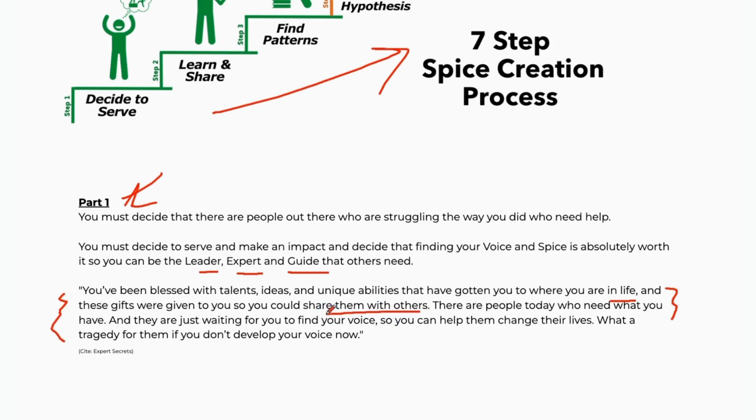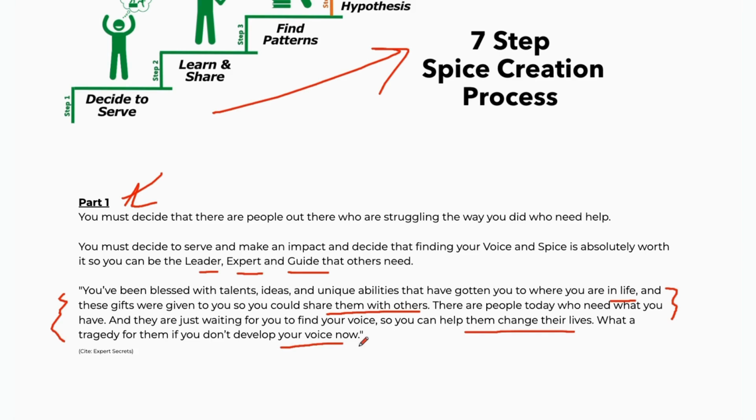And these gifts were given to you so that you could share them with others. This is a belief that you can hold within yourself that, hey, I do have something to contribute to the world. There is a pull that is pulling me to serve, to have an impact on other people, right? And so there are people today who need what it is that you have, and they are just waiting for you to go out there and find your voice, find your spice, so that you can help them change their lives. It would be an absolute tragedy for them if you did not develop your voice right now, if you weren't in the process of developing your voice right now.